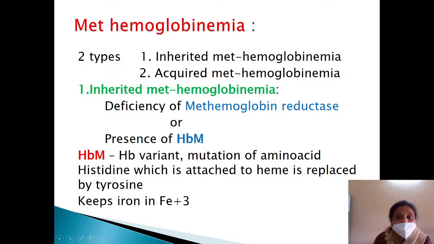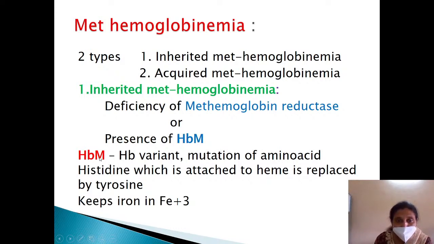The other one is the presence of a hemoglobin variant, that is HbM. And what is this HbM? It is a hemoglobin variant. Mutation of the amino acid histidine, which is attached to heme, is replaced by tyrosine. Histidine has been replaced by tyrosine, and that could result in the formation of abnormal hemoglobin, that is hemoglobin M.